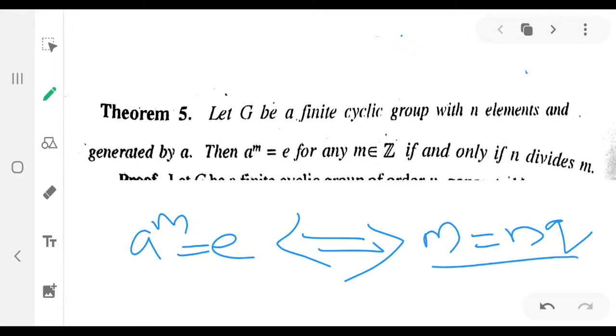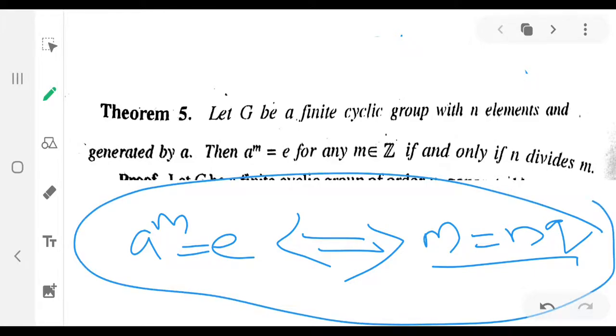M എന്നത് n ന്റെ മൾട്ടിപ്പിൾ ആയിരിക്കണം. ഇതാണ് നമുക്ക് പ്രൂവ് ചെയ്യാനുള്ളത്. A raised to M equal to E implies M is equal to n into Q, or M is equal to n into Q implies A raised to M is equal to E. ഇതാണ് നമുക്ക് പ്രൂവ് ചെയ്യാനുള്ളത്. ഓക്കെ, അപ്പോൾ നമുക്ക് തുടങ്ങാം. അതിനുവേണ്ടി ആദ്യം നമ്മൾ എന്തെടുത്തു, G is cyclic.